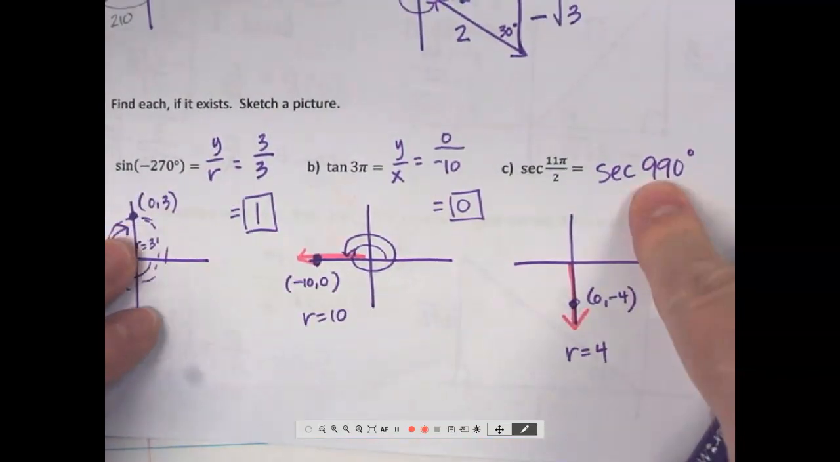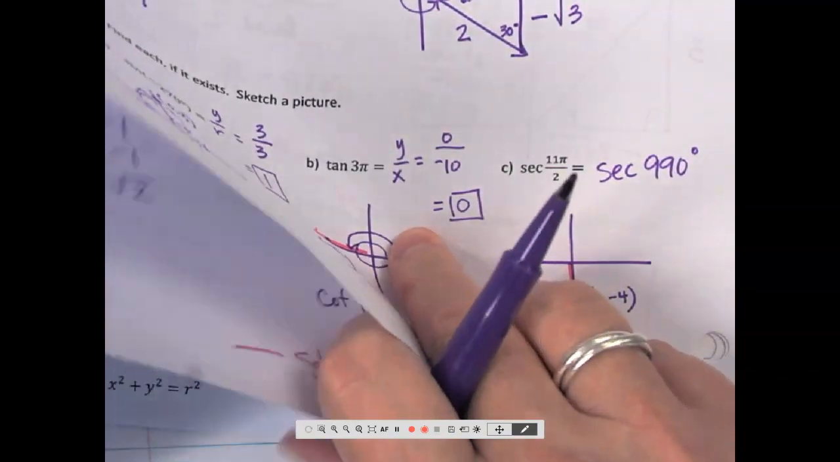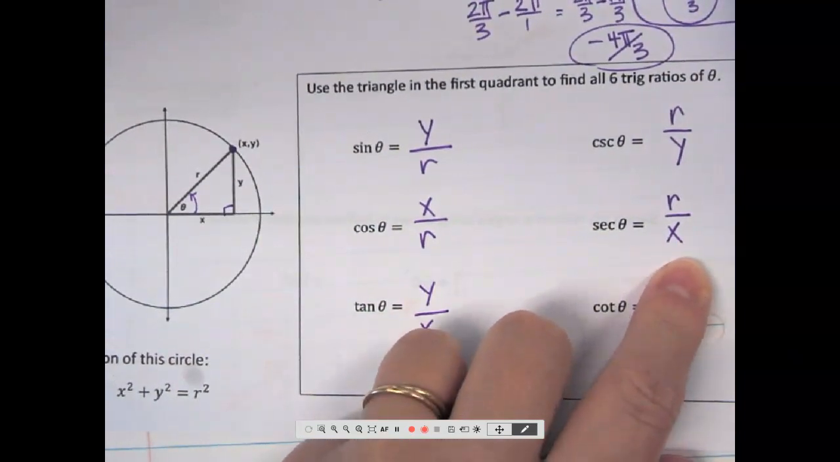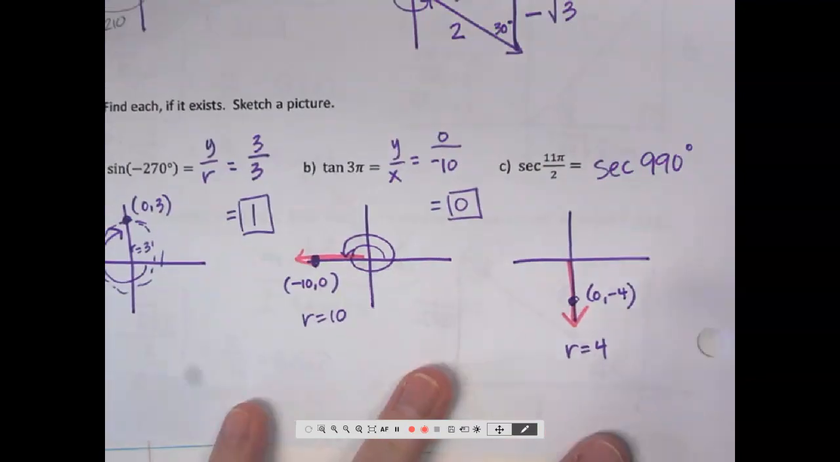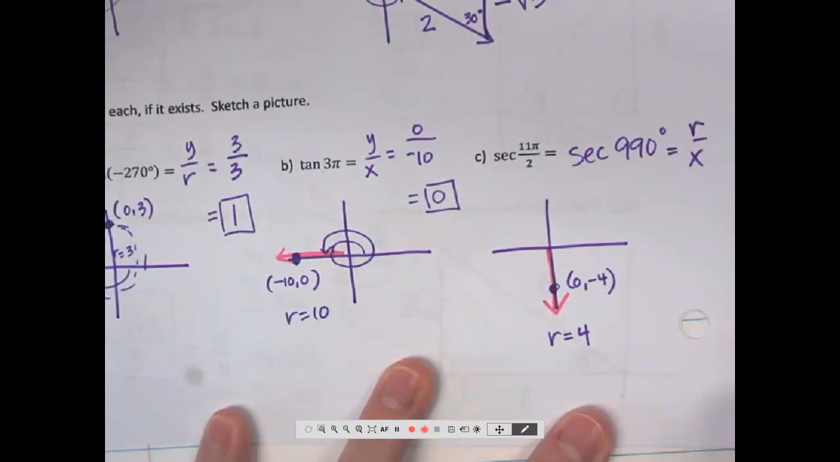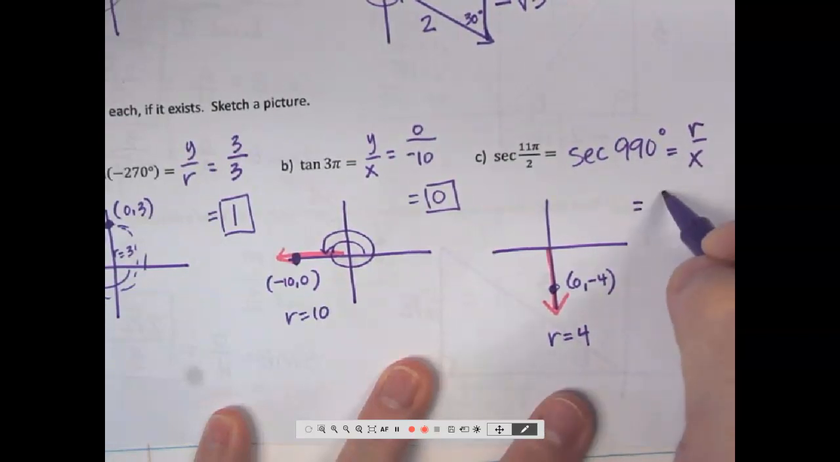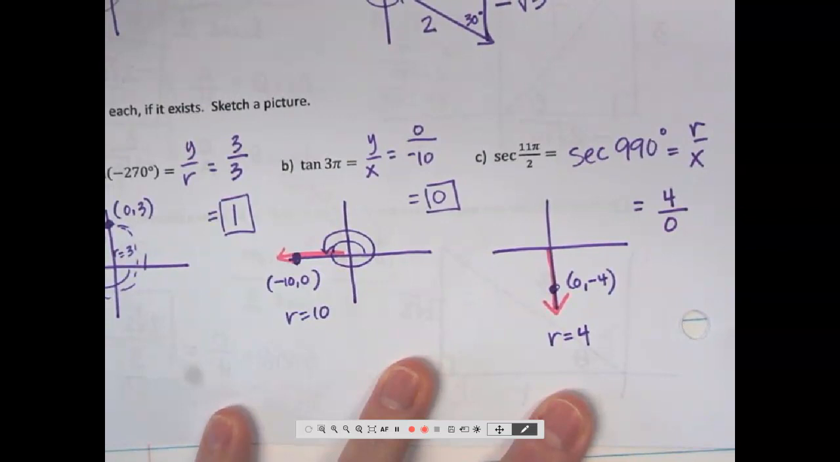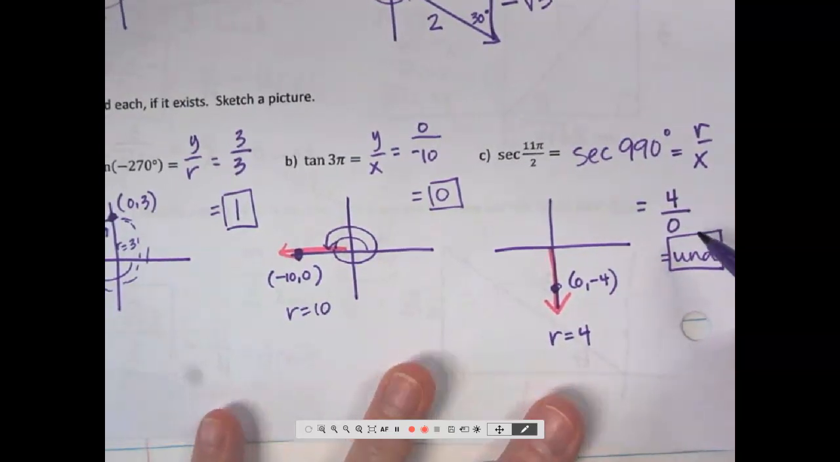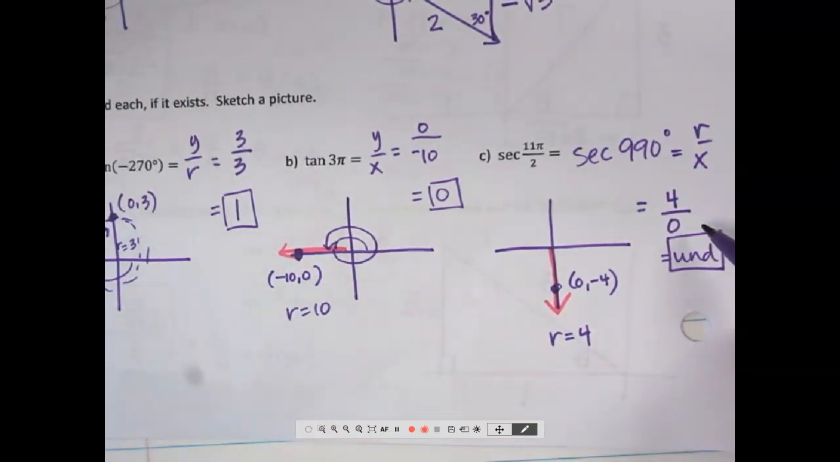Okay, it's secant. So I'm going to go back. I'm going to look up secant. Secant is r over x. R over x. Okay, so that's radius of 4, x is 0. What is that? Undefined. And no matter what x value you used, 0 would be in your denominator also, so we would all get undefined.